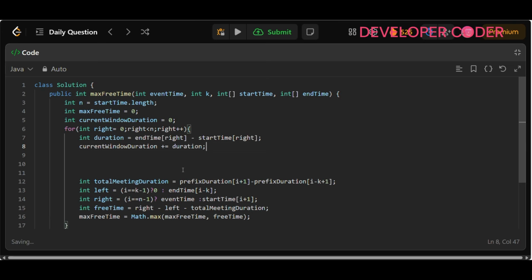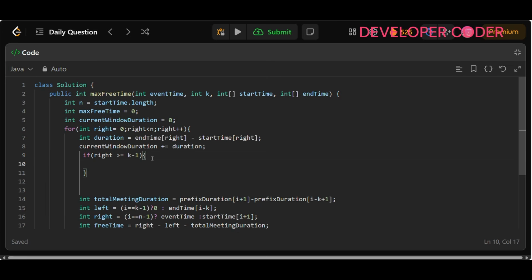Okay, so now here we have to only start computing the free time once we have filled a window of size k. So I'm going to write one if condition: if your right value becomes greater than or equal to k minus 1, then only in that case, inside this, you have to place something. We have to only start computing the free time once we have filled a window of size k.